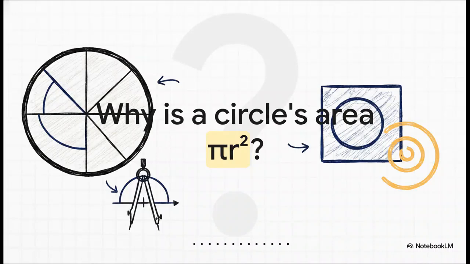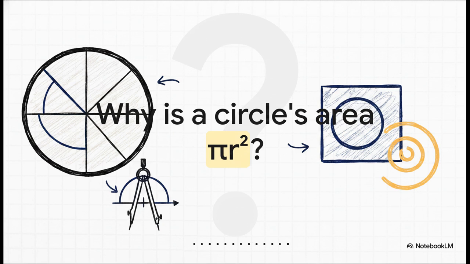Let's dive into a seemingly simple yet profoundly deep question. Why does the area of a circle equal pi r squared? I mean, really think about it. Whenever you need to find the space inside a circle, your brain automatically spits out pi r squared. It's practically hardwired into us from middle school.